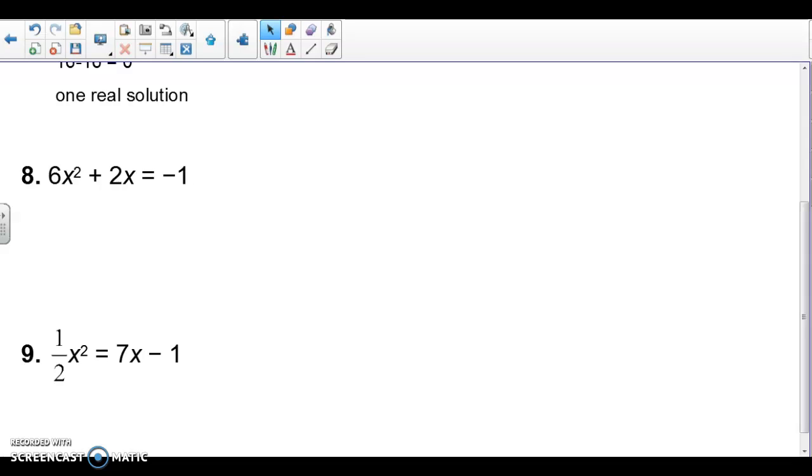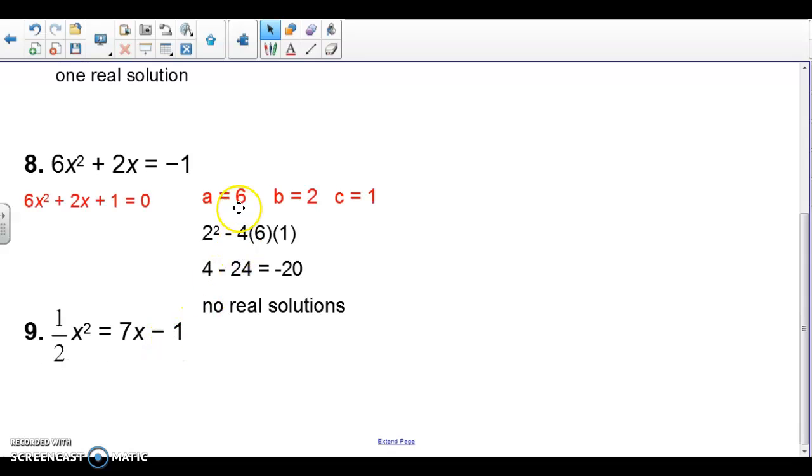All right, and for number 8, I had to get it in standard form first, so I added 1 to both sides, and I got this equation here. Identified my a, b, and c. Then I multiply it all out, b squared minus 4 times a times c. I end up getting negative 20. Since my discriminant is negative, it means that there's no real solutions. So now we'll go ahead and do number 9.